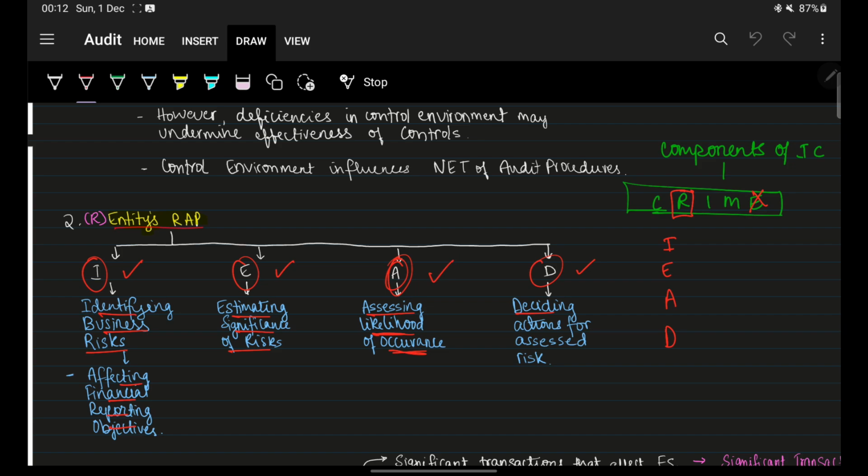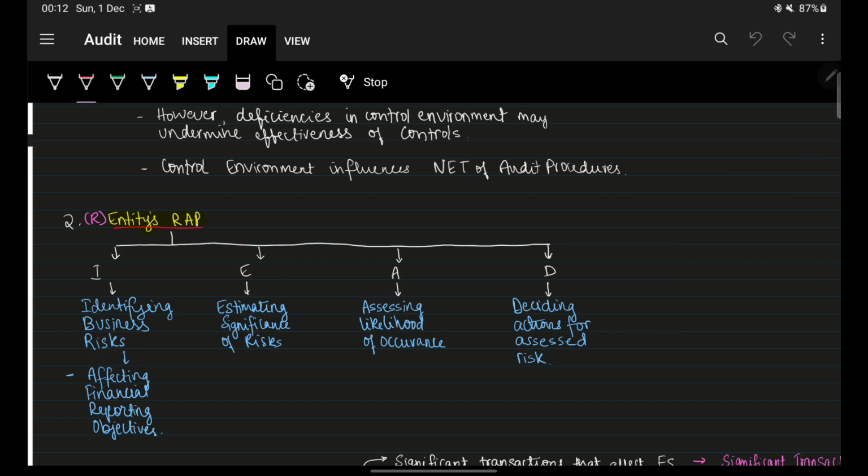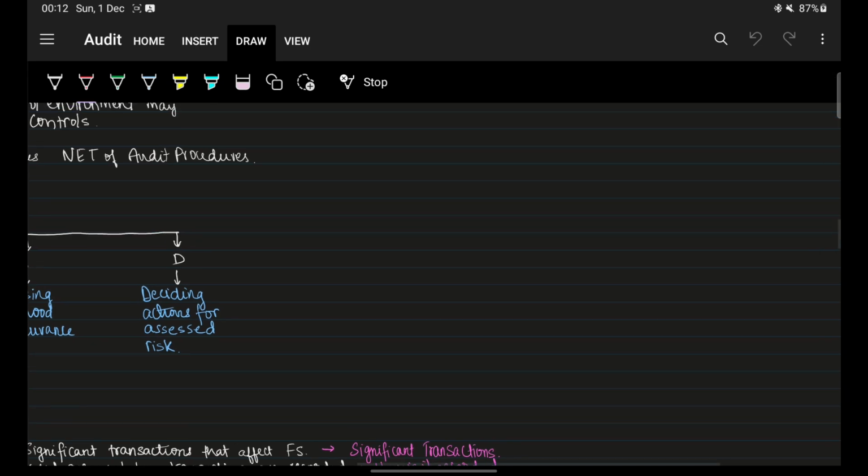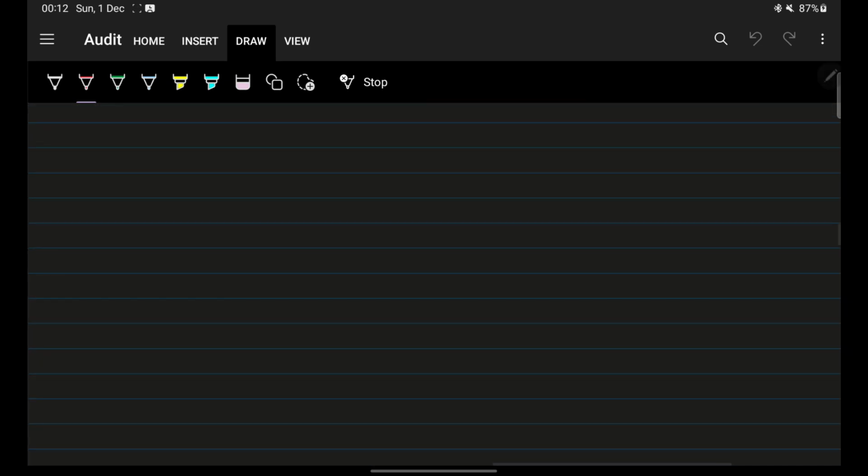Very simple. So you have to identify the risks that affect the financial reporting objectives. Second, you have to estimate the significance of those risks. Third, you have to assess the likelihood of that risk occurring. And lastly, you have to decide what actions have to be taken. Very simple. I think that's pretty much with regard to risk assessment procedures. Very easy. Let's just recap that.